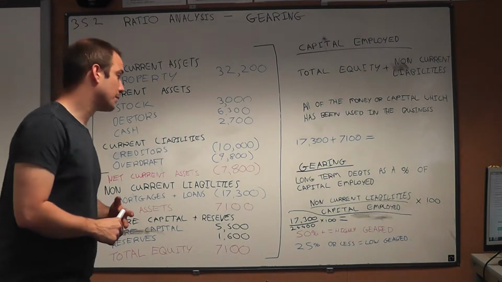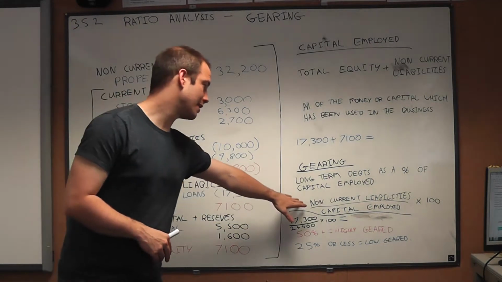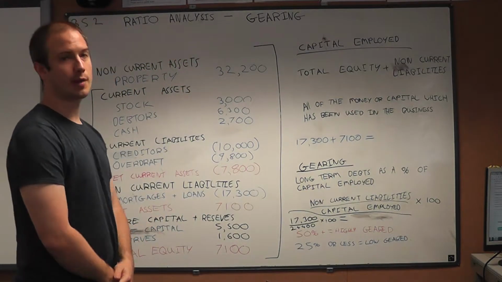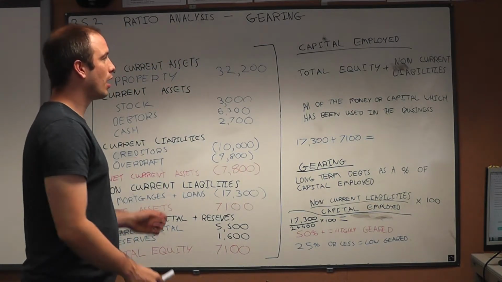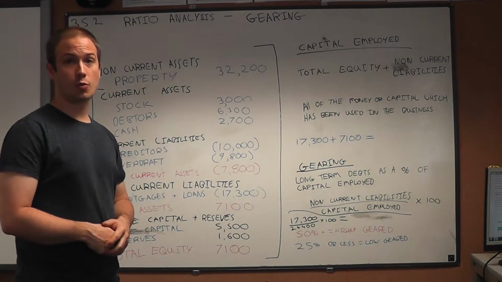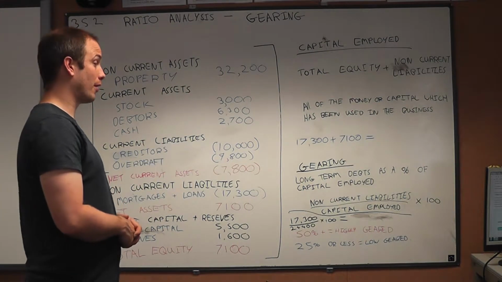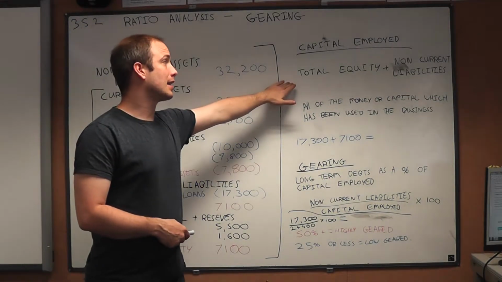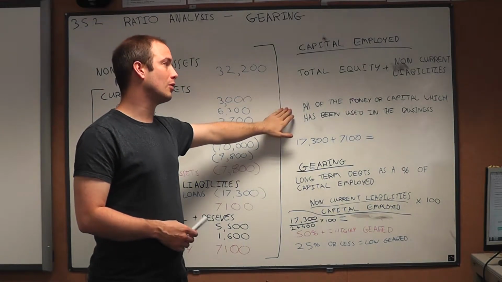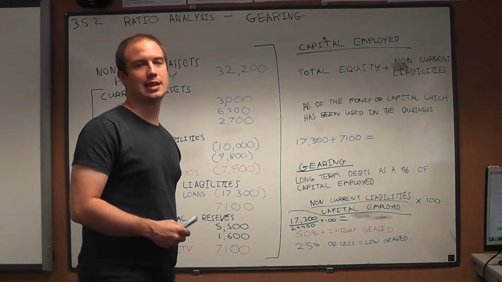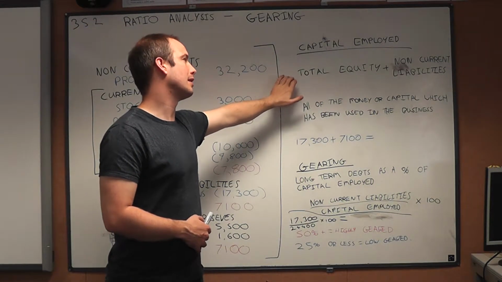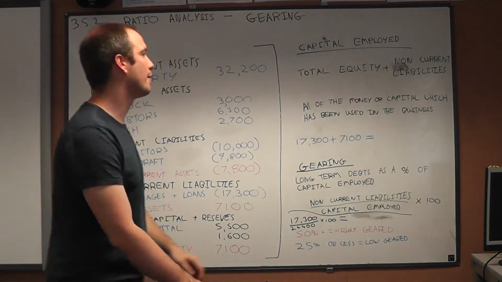It's calculated by non-current liabilities over capital employed times 100. Now, in order to be able to do this, we need to first of all know what our capital employed is. Capital employed is essentially all of the money or capital which has been used in the business, and it's calculated by the total equity plus the non-current liabilities.